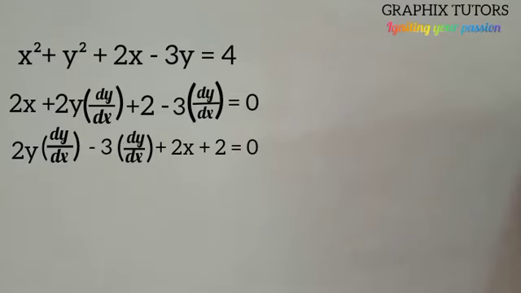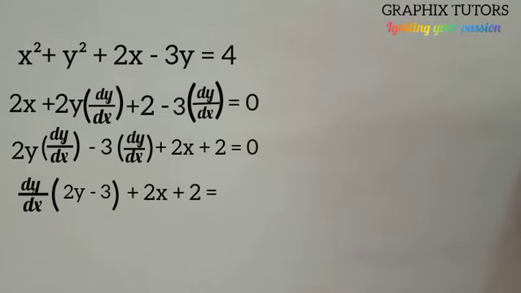So if I bring it out, it means I want to factorize it. So we're bringing out the dy/dx from both of them. I'll be left with 2y minus 3. This is what we just did. We factorized. Now, plus 2x plus 2 equals to what?